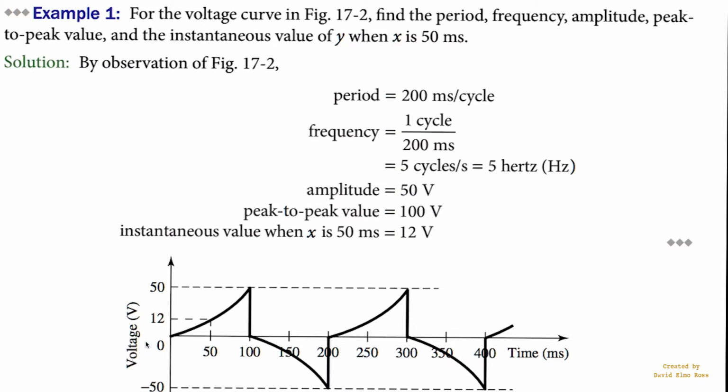Let's take a look at this diagram of a voltage curve. This is the voltage along the y-axis and the time in milliseconds across the x-axis. And as we see here, this pattern goes to here and then repeats. So the period here goes from here to here, which is 20 milliseconds per one complete cycle. And the frequency is 1 over that, which works out to be 5 hertz. The amplitude here, it goes from here to here, so that's 50 volts. And the peak-to-peak is double that, which is 100 volts. The instantaneous voltage at 50 milliseconds, which is here, works out to be 12 volts, as you can see here.